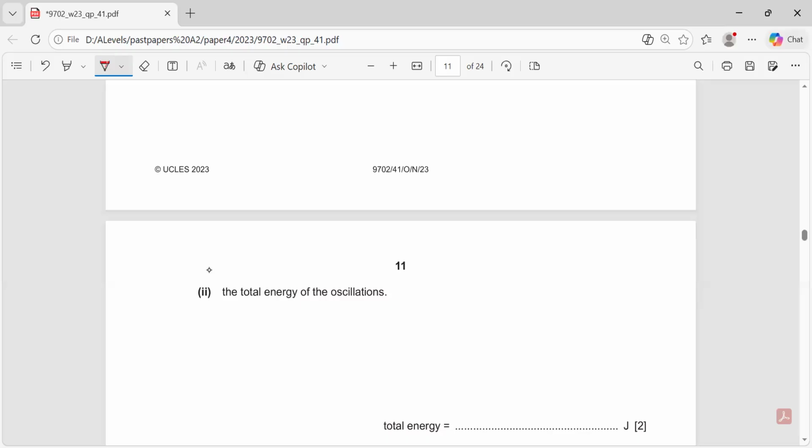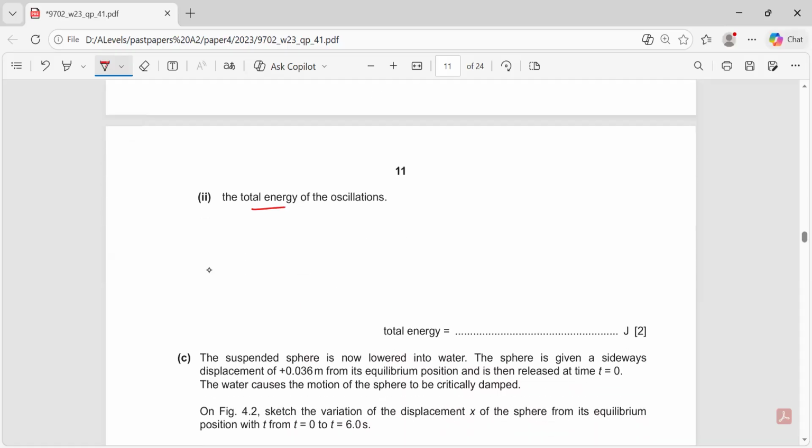Okay, moving to the next part, you have to find the total energy of the oscillation. If you remember, I taught you this relation for finding the total energy of the oscillations. That was equal to half into m into omega into x naught square. So the formula we studied was half into mass into angular frequency into x naught square. We have all the values with us.